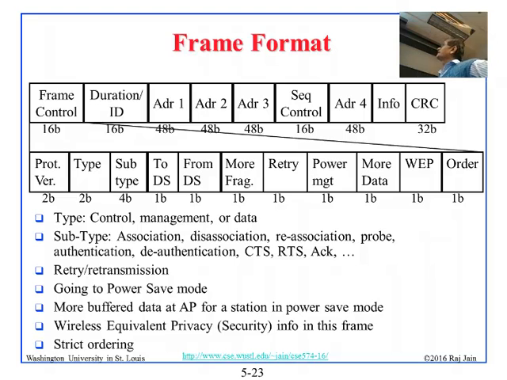Then there are four addresses. Address 1, address 2, address 3, sequence control, and address 4. Okay. And then there is whatever you want to send, the information, and then CRC. I will explain each of these fields. But basically, you notice that this is the information that you want to send. For that, we have to add up all these bits. Each address is 48 bit long, and we have four of them.